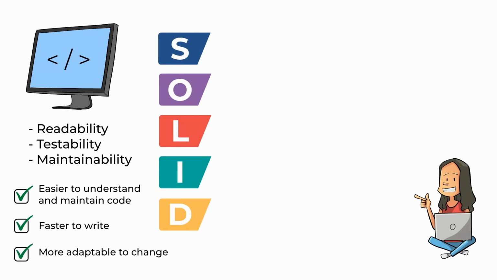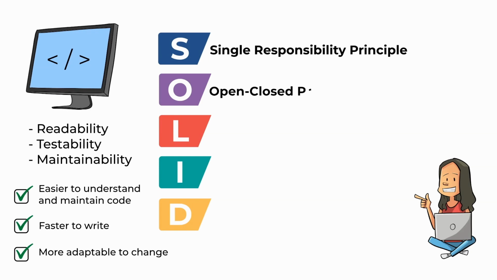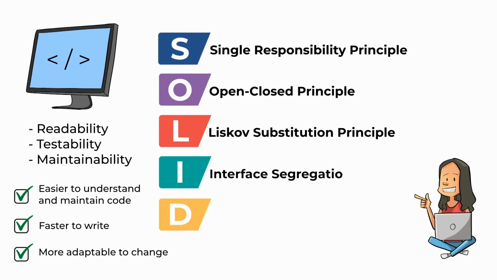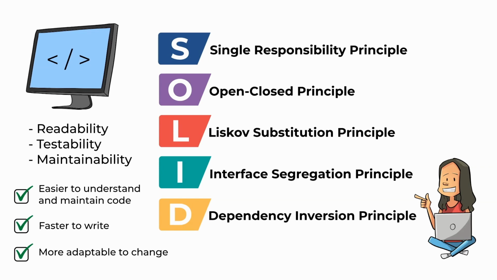SOLID is a software development methodology that is based on five principles: single responsibility principle, open-closed principle, Liskov substitution principle, interface segregation principle, and dependency inversion principle. These principles help developers to create modular, cohesive, and testable codebases. Let's look over each letter.